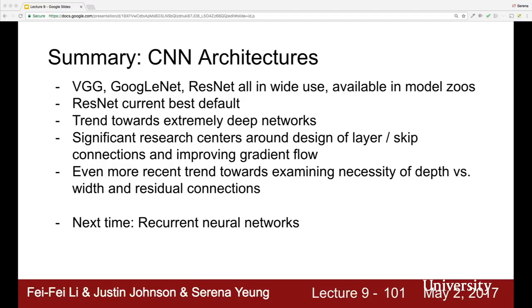There's a trend towards extremely deep networks, but there's also significant research now around this design of how do we connect layers, skip connections, what's connected to what, and also using these to design your architecture to improve gradient flow. There's an even more recent trend towards examining what's the necessity of depth versus width, residual connections, trade-offs, what's actually helping, what matters. There's a lot of these recent works in this direction that you can look into, some of the ones I pointed out, if you're interested.